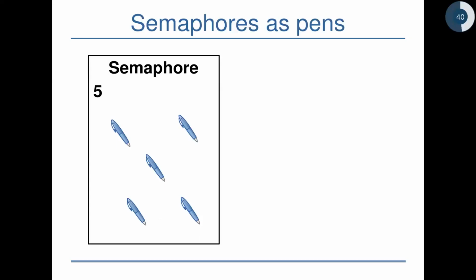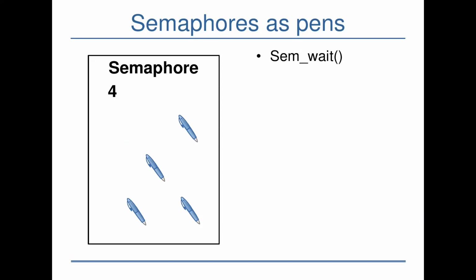So we can also make an analogy with pens. Let's imagine that we have 5 pens right now, and let's say we need to write something, and for that we need to get a pen. So we initially have 5 pens. The semaphore value is 5. So I'm calling SemWait. The semaphore value will decrement. We'll take 1 pen. So 1 thread will enter the critical section.